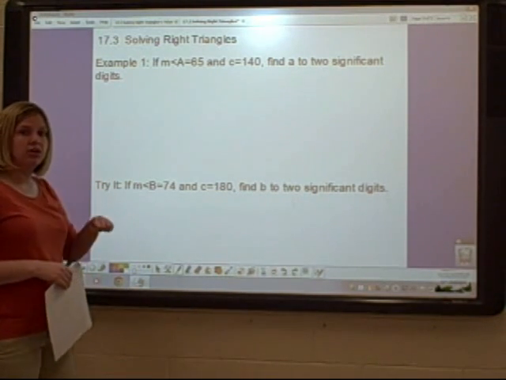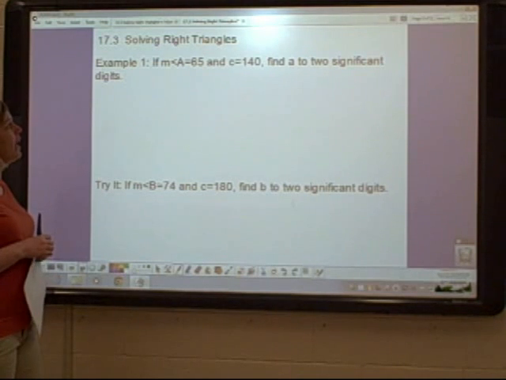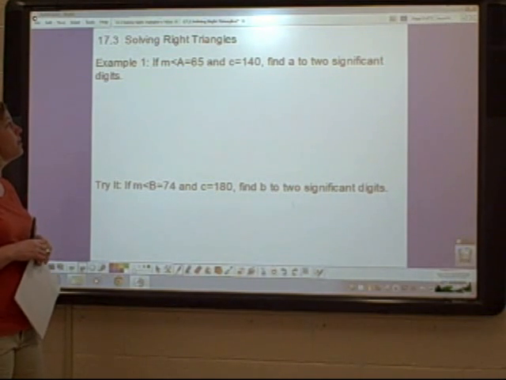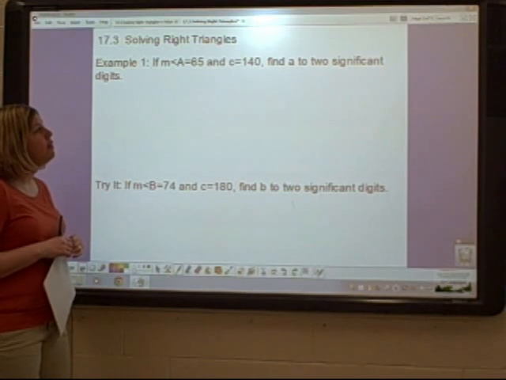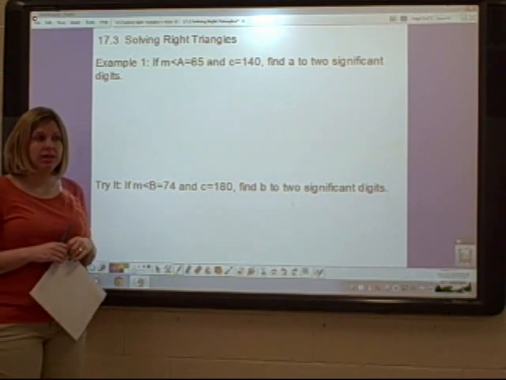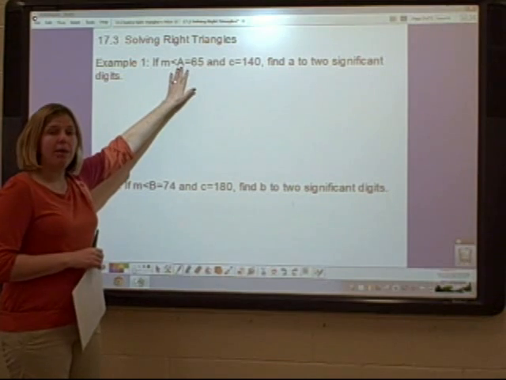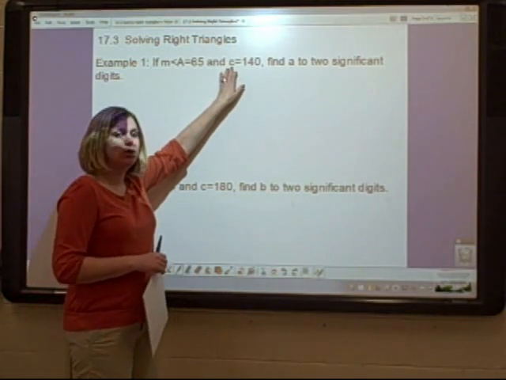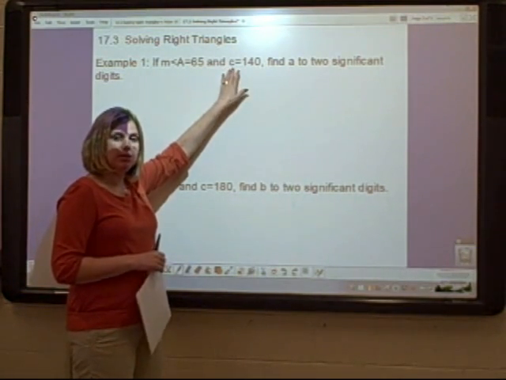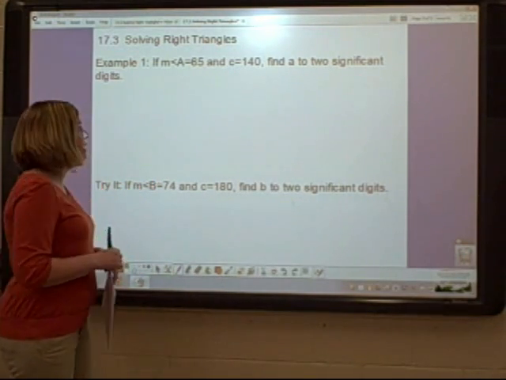So if you take a look at example 1, it says if the measure of angle A equals 65 degrees and side C is 140, find A to two significant digits. Now, just as a reminder, if your letter is capital, that means they're talking about an angle, and if your letter is lowercase, that means they're talking about a side. So the first thing that I want to do is I want to draw my triangle.